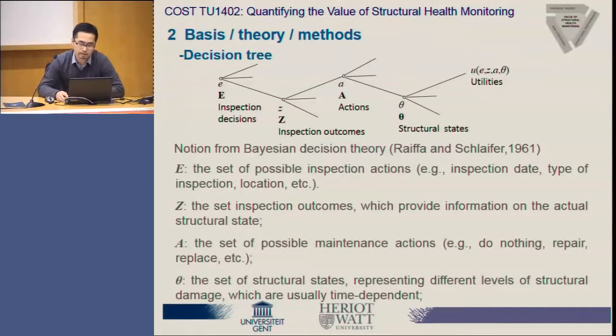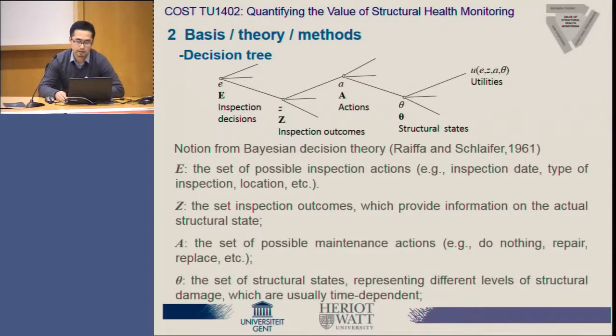The first, the inspection decisions, E. It is the set of possible inspection actions. For example, the inspection date, type of inspection, location, and so on. And the second node is the inspection outcomes, which follow the inspection decisions. It consists of the set of inspection outcomes, which provide information on the actual structural states. And after knowing the inspection outcomes, certain actions can be made. For example, doing nothing, repairing or replacing some part of the structure.